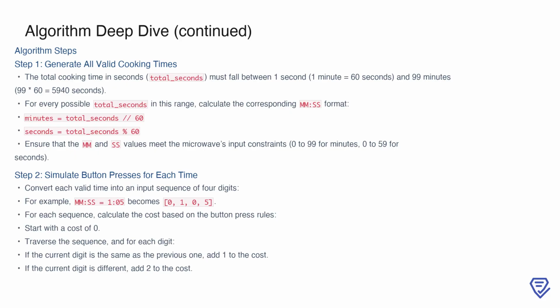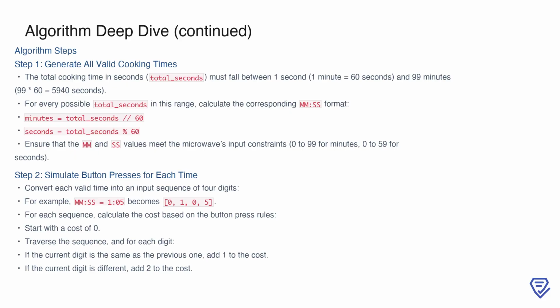For each value in this range, we calculate the corresponding MMSS format. This is done by dividing the total seconds into minutes using integer division and finding the remaining seconds using modulo. For example, 125 seconds would be converted to 2:05. It's essential to ensure that the resulting MM and SS values satisfy the microwave's constraints, where minutes must be between 0 and 99, and seconds between 0 and 59.